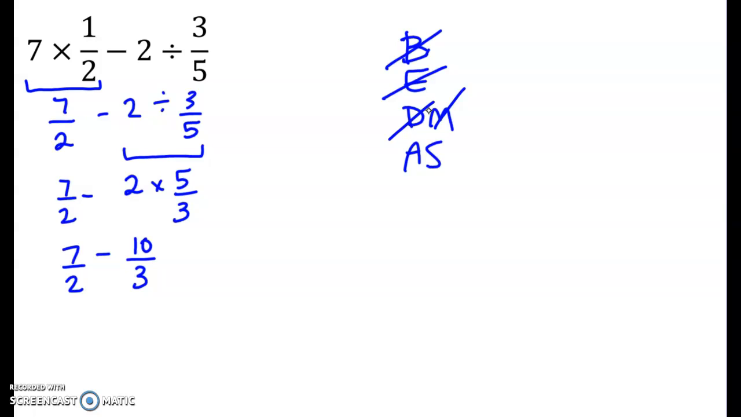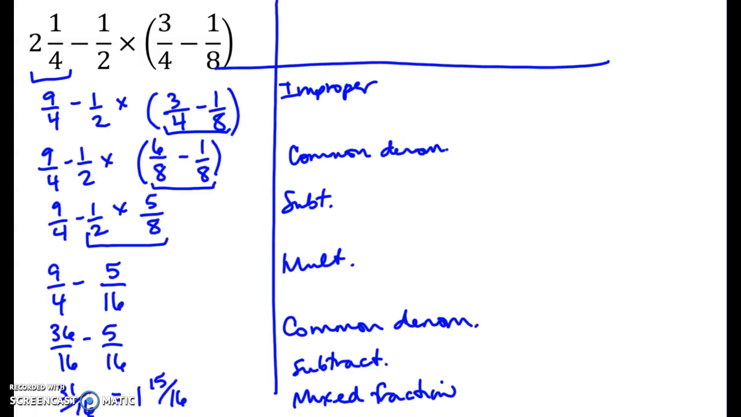And now the addition and subtraction, we need a common denominator, which would be 6. 2 times 3 is 6, so 7 times 3. And 3 times 2 is 6, so 10 times 2. Our answer would be 1/6. Excellent. Please try this one on your own and check your answer with mine. Press pause now. Okay, here's the answer.